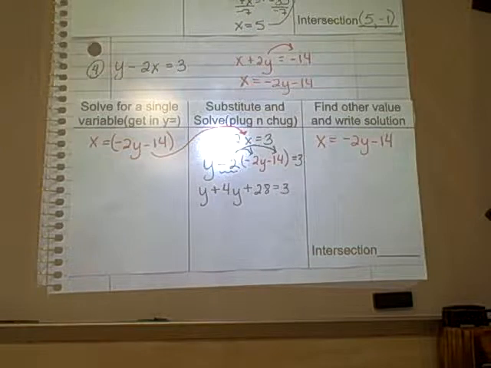Make sure when you write your point that you do x first and then y, because we found them backwards. X is the last one we found. Y is the first one we found. So if you switched them, fix it. Be real careful on that.